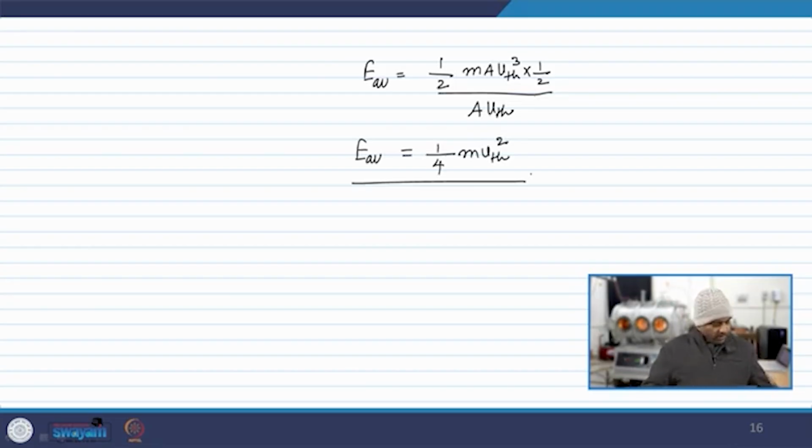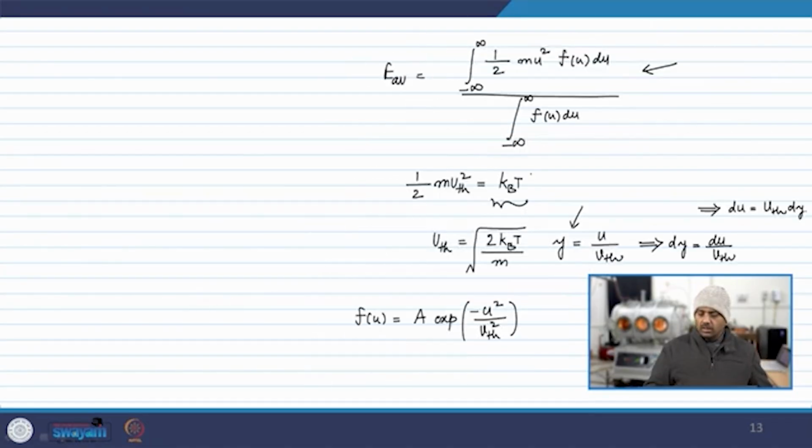Is there any relation between the kinetic energy and the thermal energy that we have seen earlier? Yeah, half m Vth square is kBT. Using, let's say we name this expression as A.